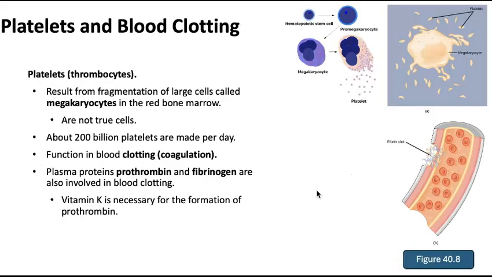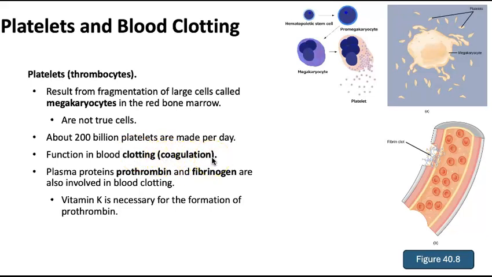Now let's talk about the platelets and blood clotting. Platelets, again, are also called thrombocytes, and they are those cell fragmentations from a megakaryocyte in our red bone marrow. So you can kind of see those fragments coming off over here as well as over here. We can't really say that they are a true cell, but we do have about 200 billion platelets that are made per day. They are going to function in blood clotting, as we said, which is also known as coagulation.